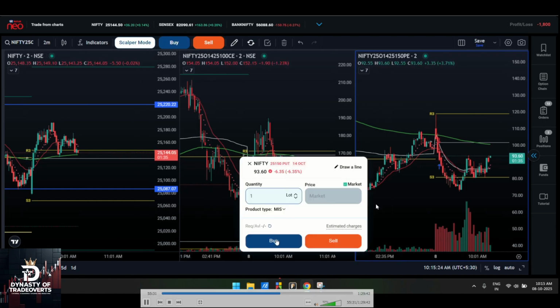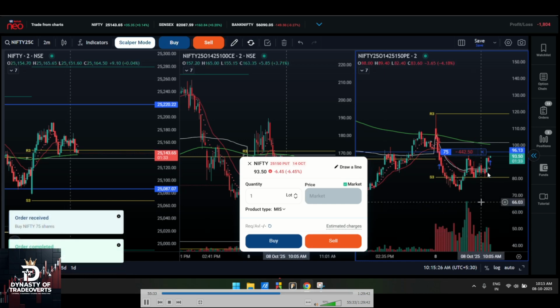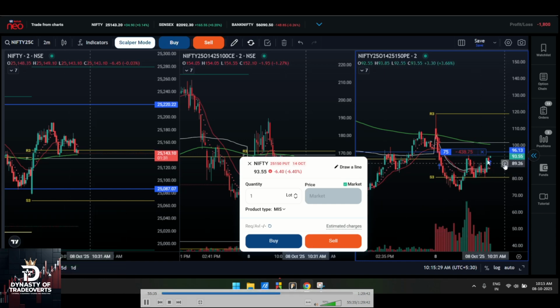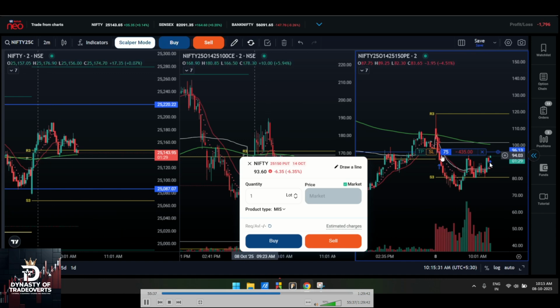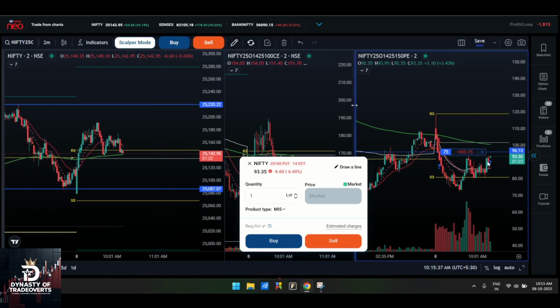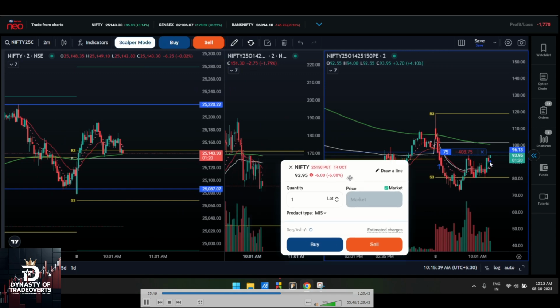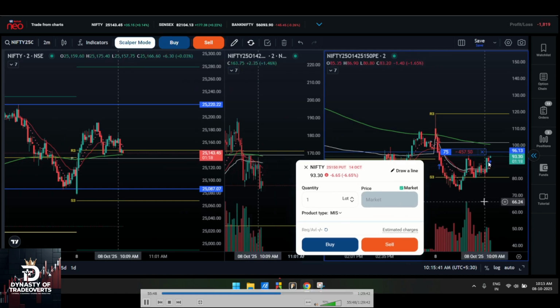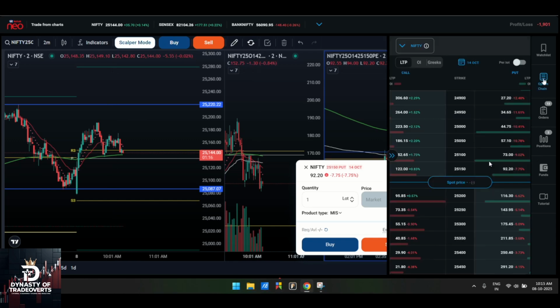Okay, currently I see a setup in PE because this is a big elephant bar candle and there is a small color change candle. So I entered the trade. In this setup, if the price goes below this color change small red candle, then I will exit the trade.